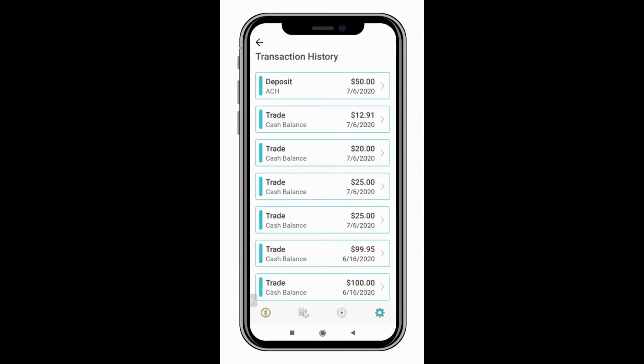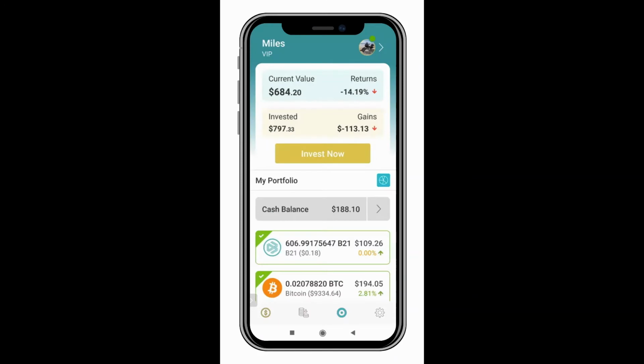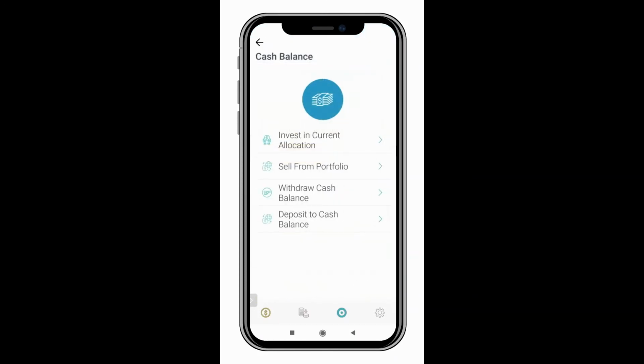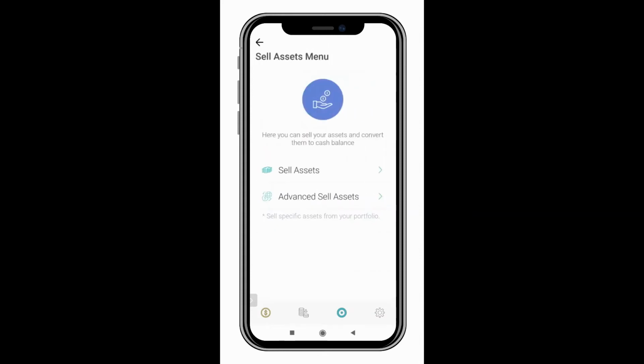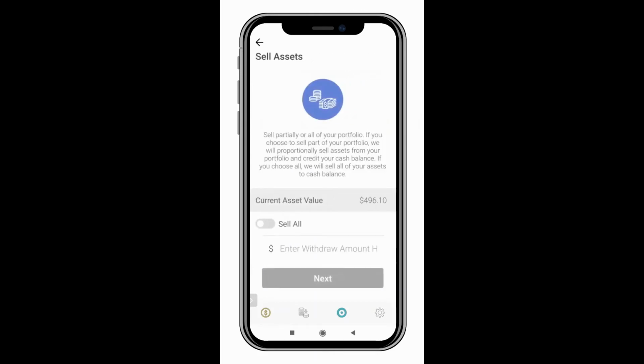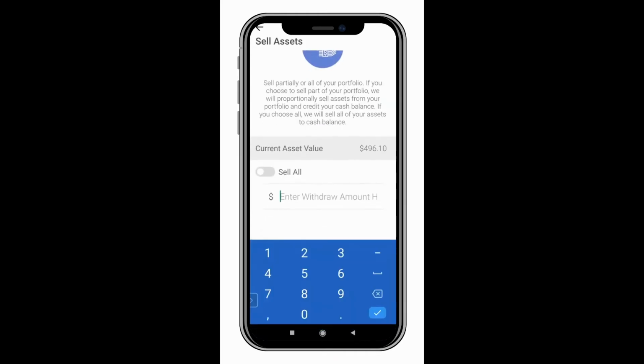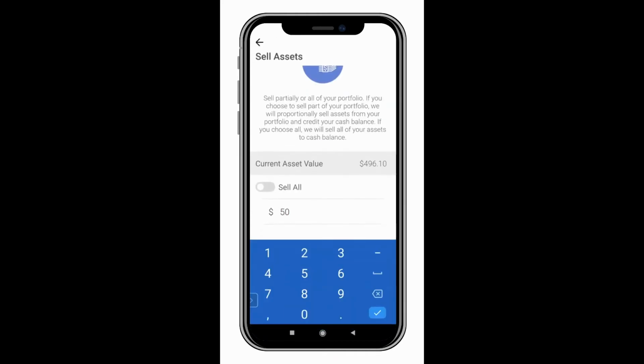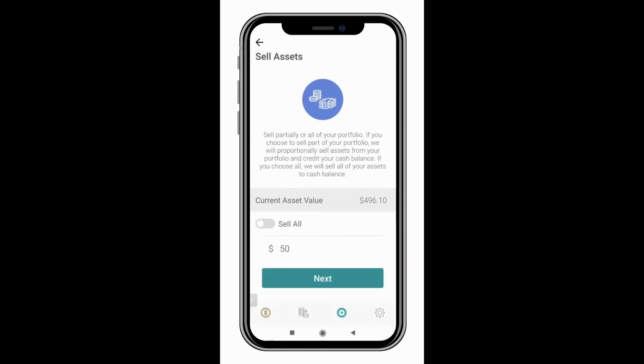They can also sell their portfolio. For example, they can touch on the cash card and it'll ask them if they want to sell from their portfolio. They can choose to sell their assets in a simple way, or we have what's called an advanced sell. We'll choose simple. And it'll say, how much do you want to sell? I have a value of $496. So I could say that I want to sell $50 of my portfolio, or I could even say I want to sell all. It would sell my whole portfolio to cash.